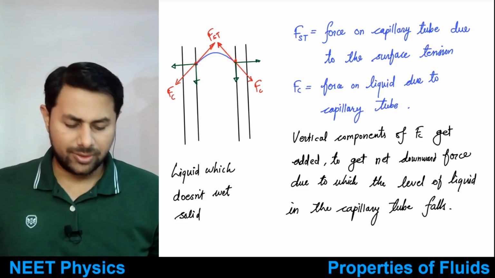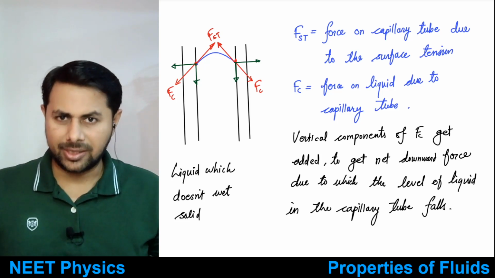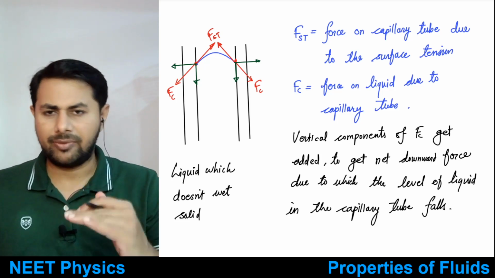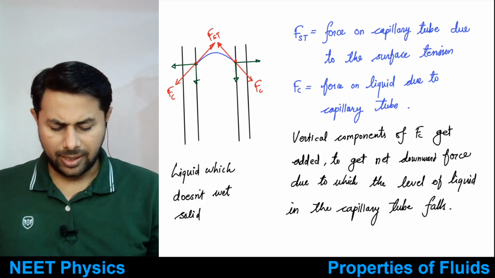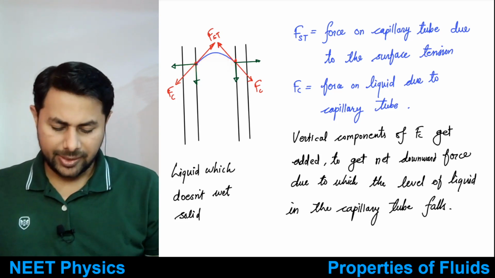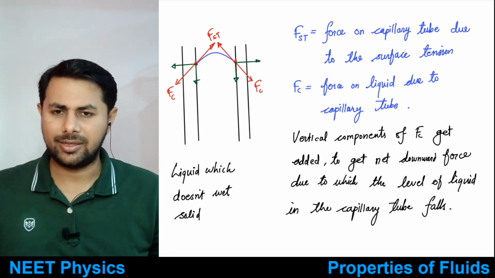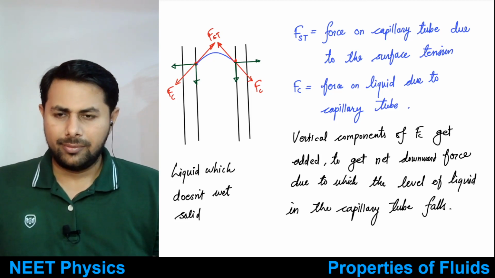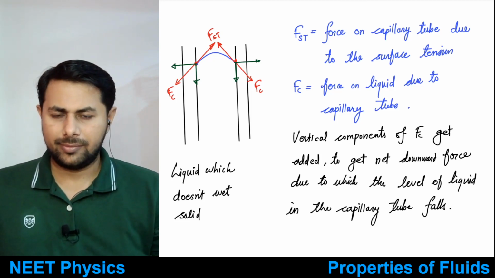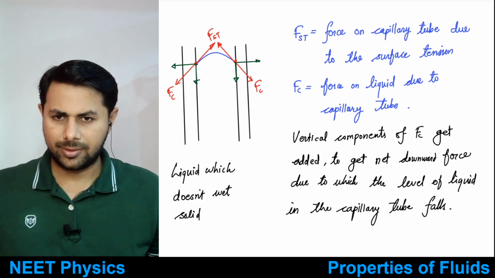So if a liquid forms a concave meniscus inside a capillary tube, its level will increase, it will rise up. And if it makes a convex meniscus, its level will fall down. This thing is clear, everyone? Yes, no? Right.